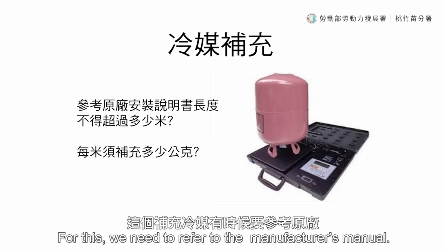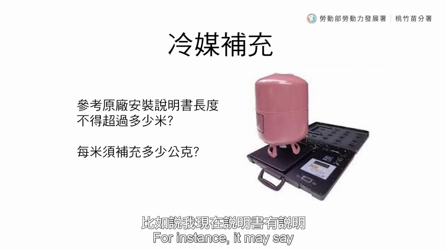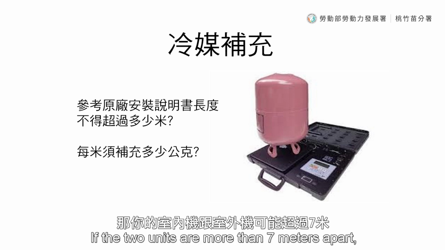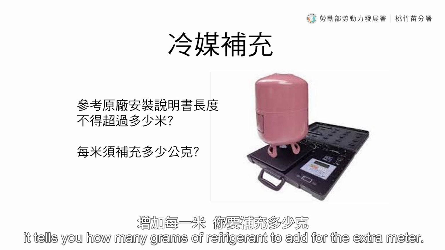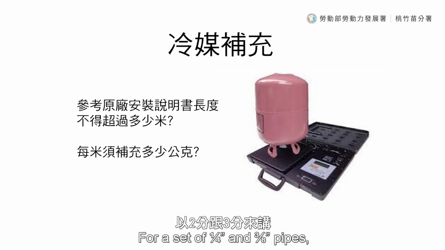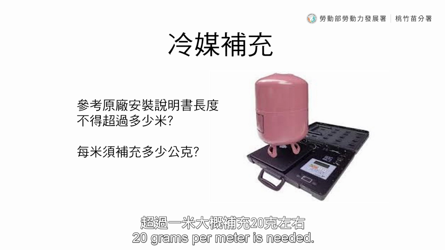For this, we need to refer to the manufacturer's manual. For instance, it may say the pipe length would be 5 or 7 meters. If the two units are more than 7 meters apart, it tells you how many grams of refrigerant to add for the extra meter. It depends on the size of your environment. For a set of 1/4 and 3/8 inch pipes, 20 grams per meter is needed.